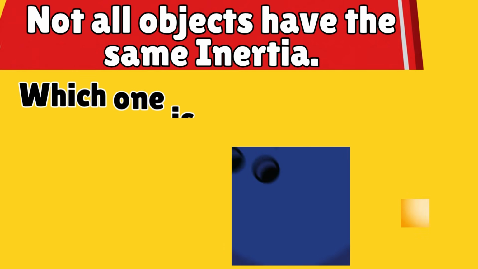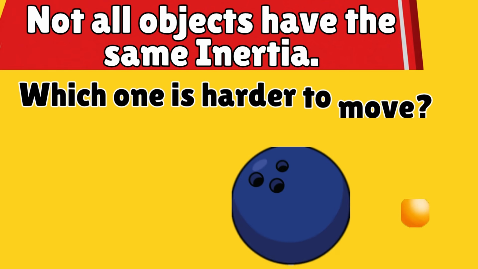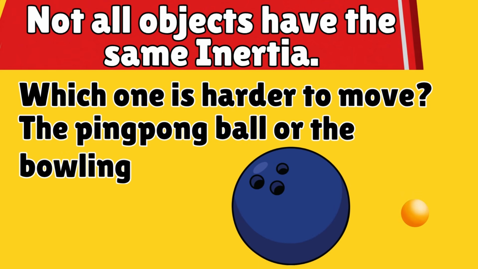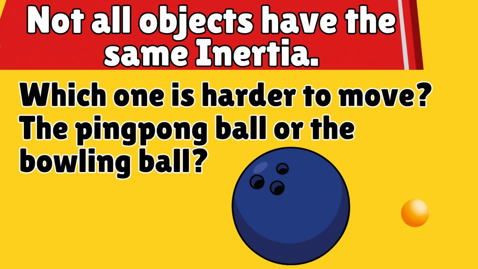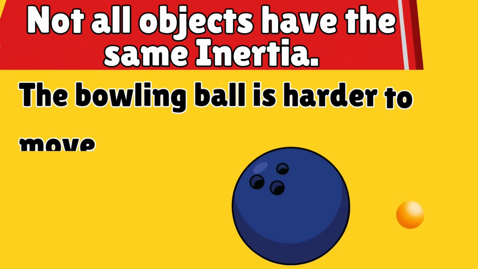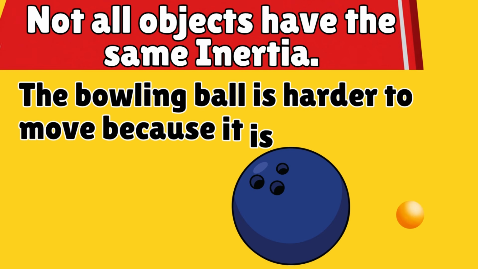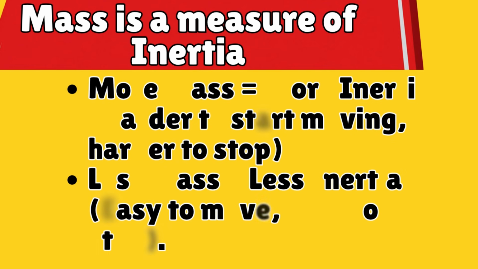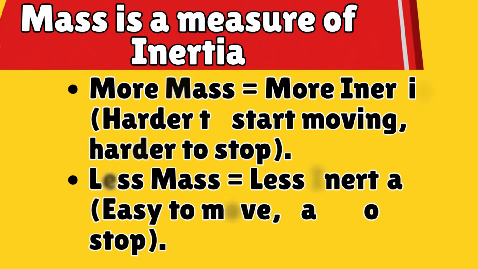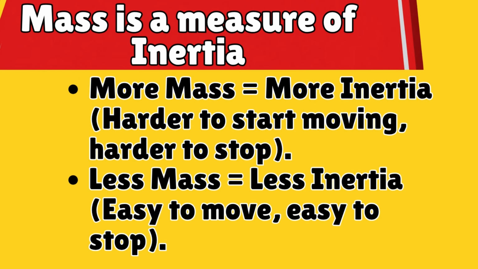Now, not all objects have the same inertia. Which one is harder to move? Is it the ping pong ball or the bowling ball? So the answer is, the bowling ball is harder to move because it is heavier. So, basically, mass is a measure of inertia. If an object has more mass, it has more inertia.